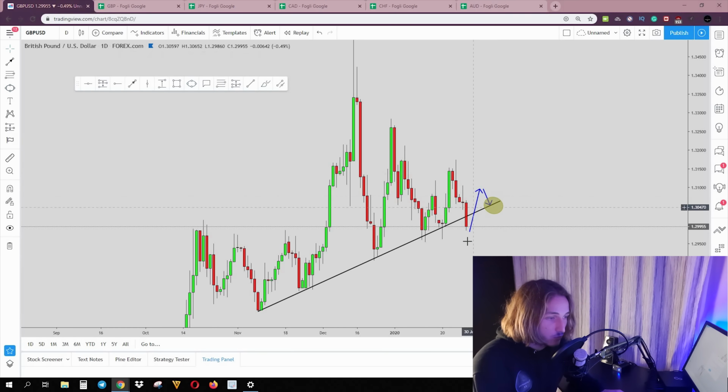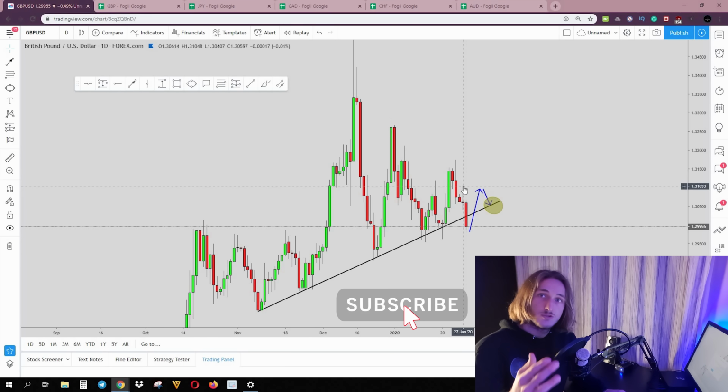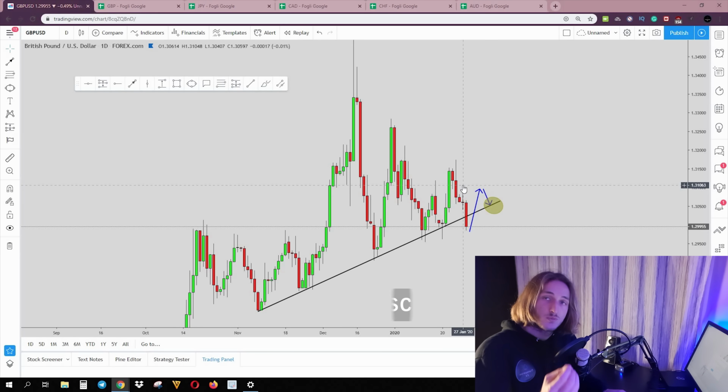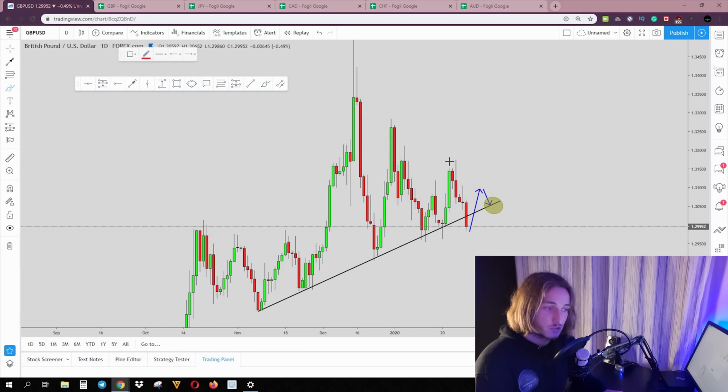Basically, as usual, be reactive and not predictive. If the market breaks back above the trend line, at that point we will know that the manipulation is over, and then we can be looking for a long.